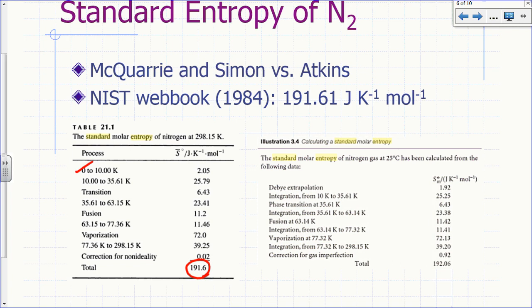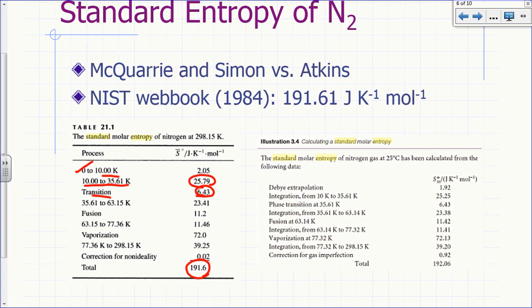You use the Debye extrapolation to 0 Kelvin, so integrate Cp over T dT from 0 to the lowest temperature that you can go down to measure heat capacity. Then you have your solid, you heat it as far as you can, and in this particular case for nitrogen, it undergoes a phase transition to another solid form at 35.61 Kelvin. So integral of Cp dT from 10 Kelvin to 35.61, and then you add delta S for the phase transition at 35.61 Kelvin, which in this case is changing from one solid form to another.